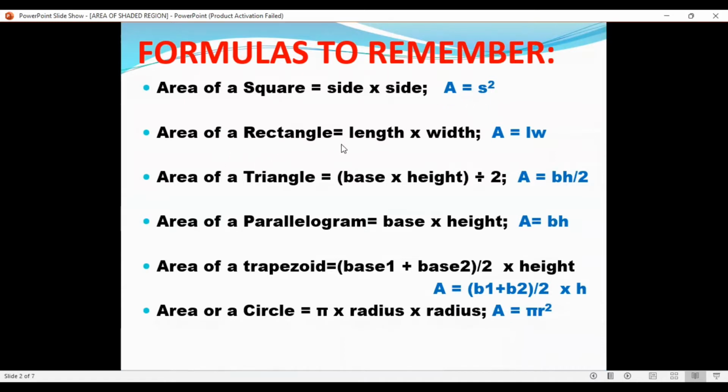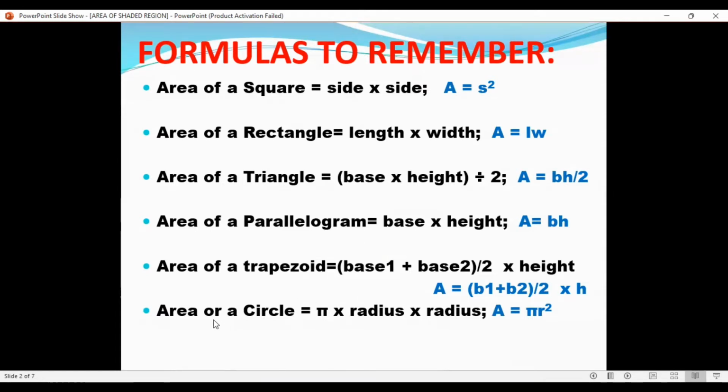For the rectangle, we have the length multiplied by the width. For the triangle, we have to multiply the base and the height, and after that we have to divide by 2. For the parallelogram, we multiply the base and the height, while in the trapezoid, we have to add the two bases, so we have base 1 and base 2 all over 2. That means you have to divide by 2 and then times height. So remember that in the trapezoid, the bases are the pairs of parallel sides.